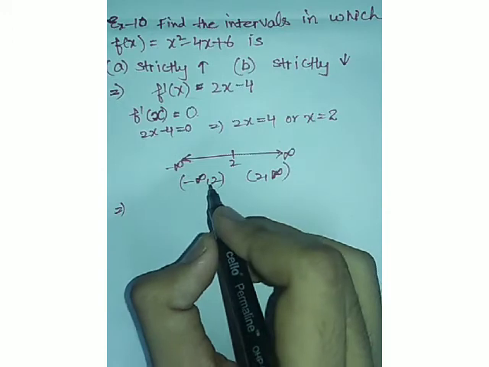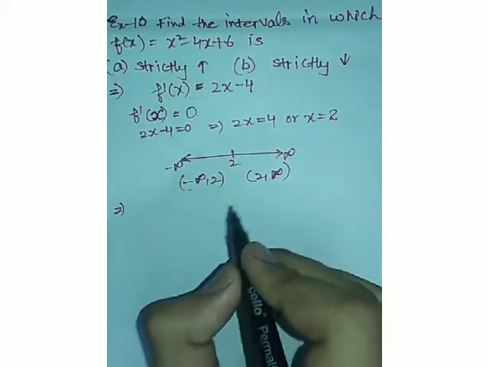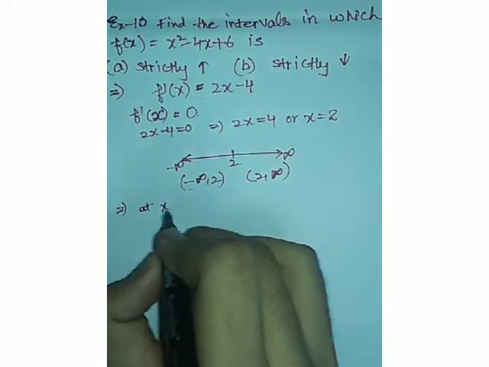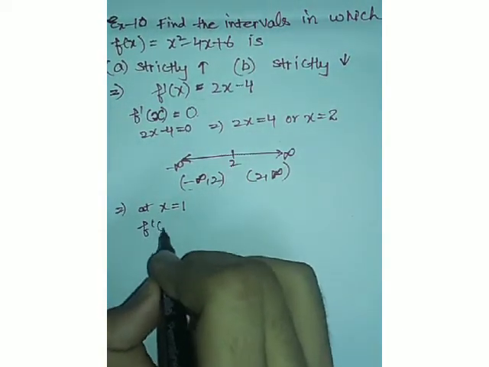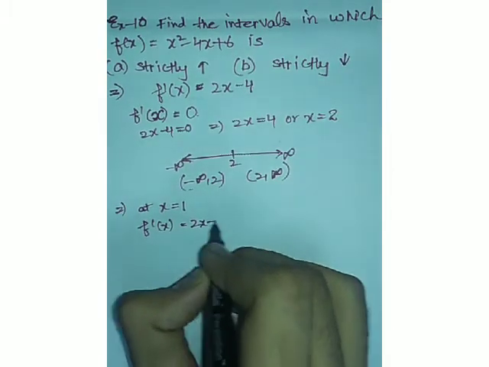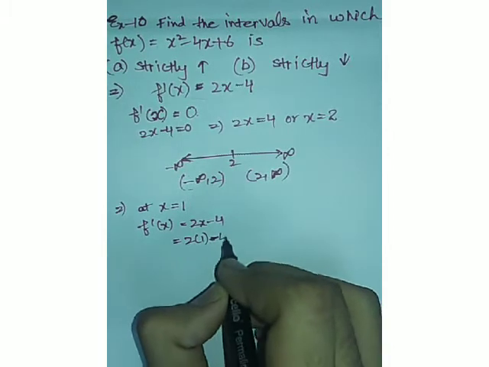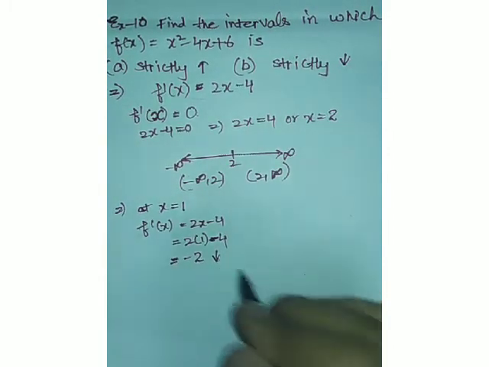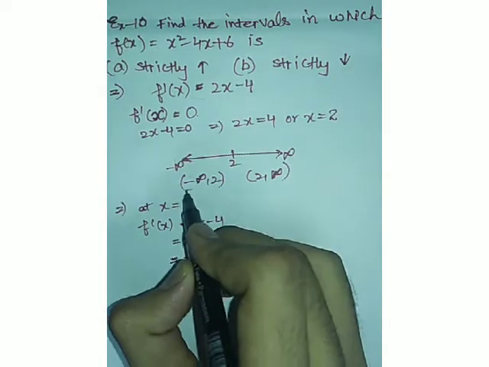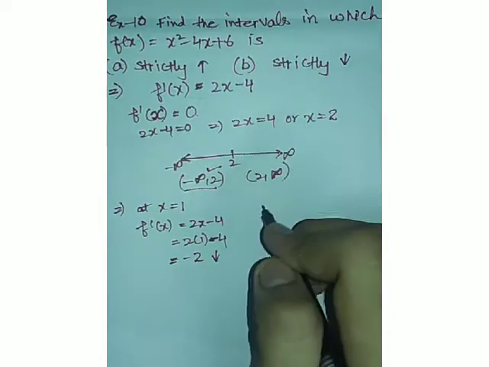We'll do the same steps that we've been doing so far. Firstly, take any value from this interval, for example 1. At x = 1, we have to check the value of the differentiation. Now what is f'(x)? That is 2x − 4. At x = 1, what will you get? 2 − 4, that is −2. It means the function is strictly decreasing in this interval.